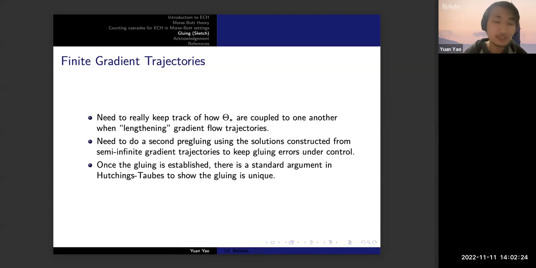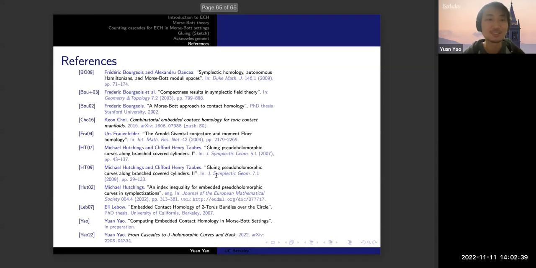And once the gluing theorem is established, there's a standard box of tools in Hutchings and Taubes to show that the gluing is unique when you try to glue using this framework. And that's the correspondence theorem. And here are my references. Thank you.